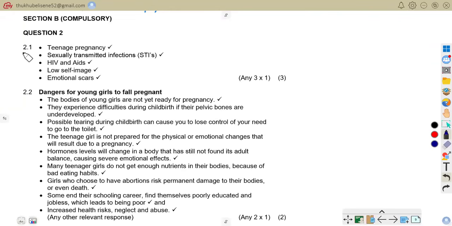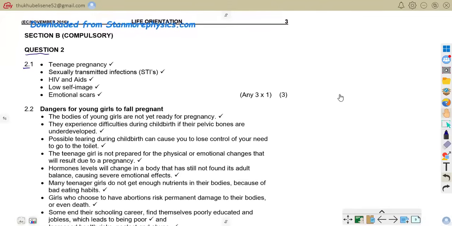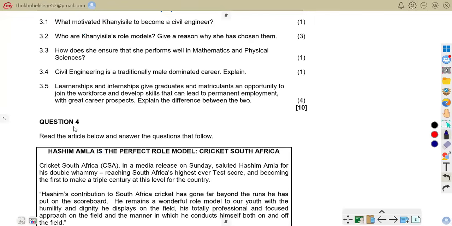Here are our answers for question 2.1. As you can see, teenage pregnancy can lead to sexually transmitted infections, HIV and AIDS, low self-image, as well as emotional scars. Those are the answers for question 2.1. Now let us come to question 2.